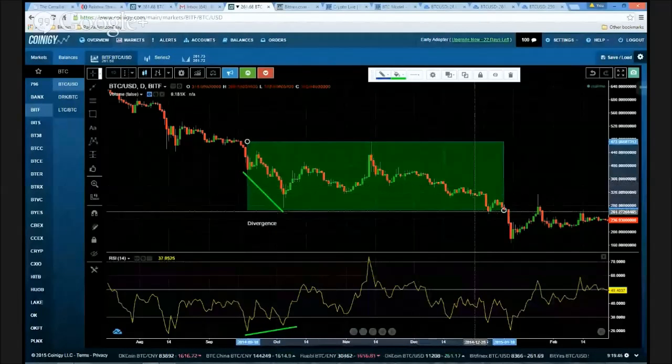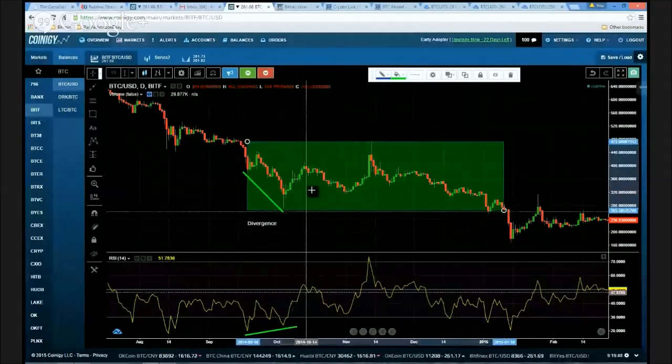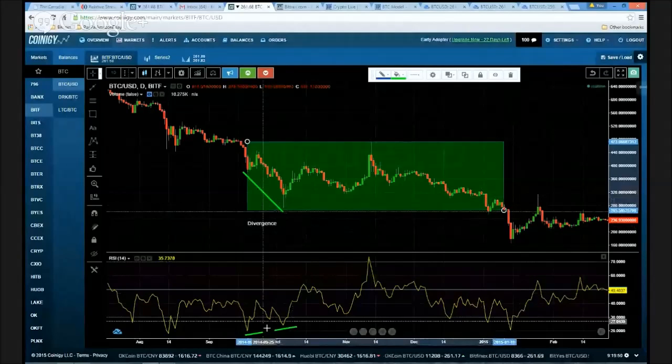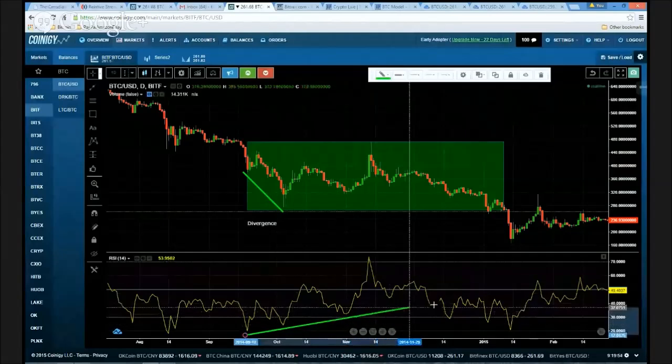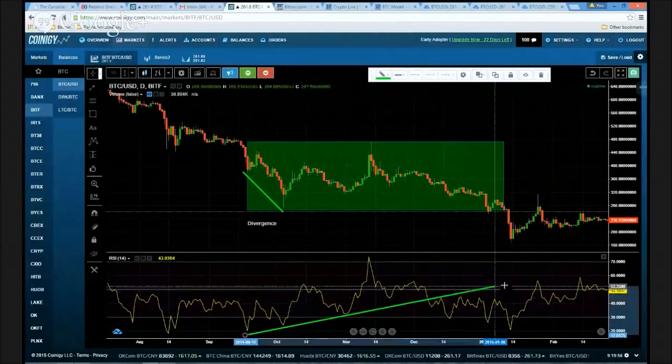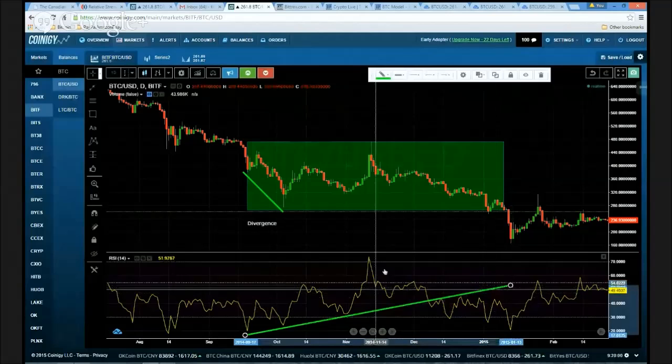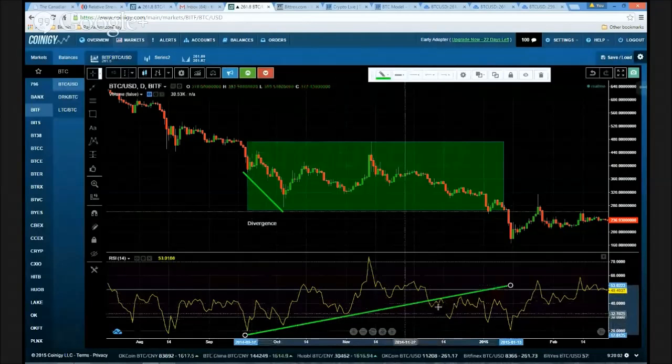Yes, we may go lower, right? I'm not saying we're not going to go lower, but just until this divergence is cleaned up. And you'll notice that if you just draw this line right across and connect the dots, you can see that that divergence really started to break down in here.